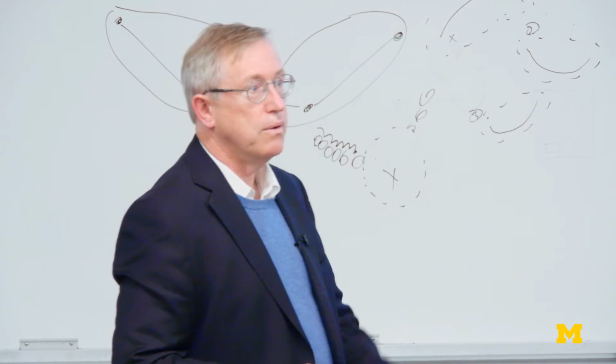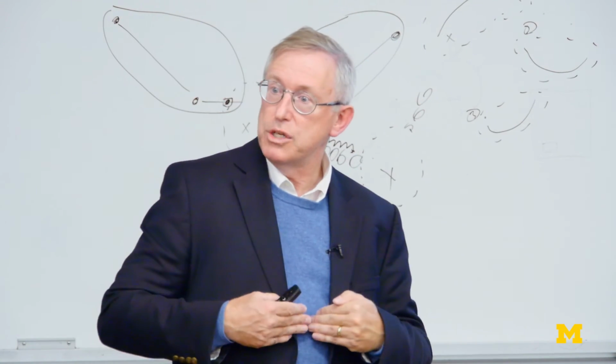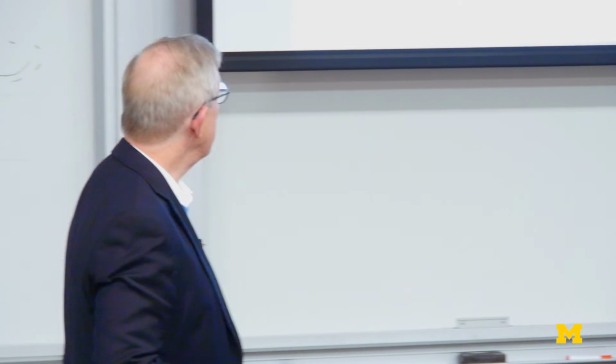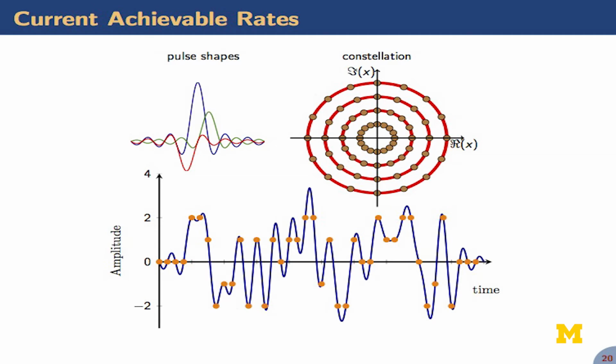So typically what people do is they just look at the channel of interest alone and they treat interference as noise. Okay, so that's the typical thing that people do. So what kind of rates can you achieve?